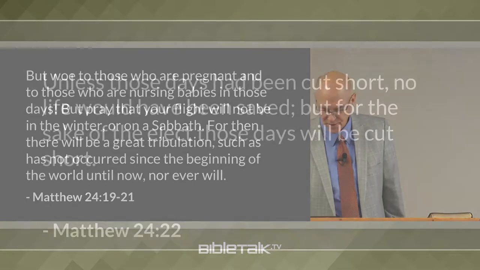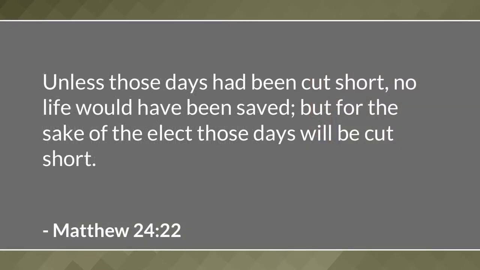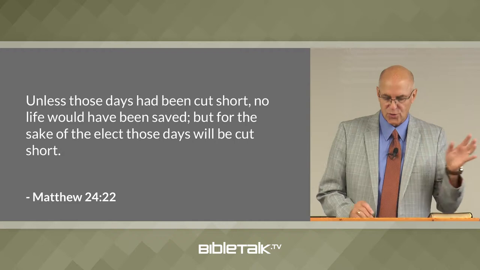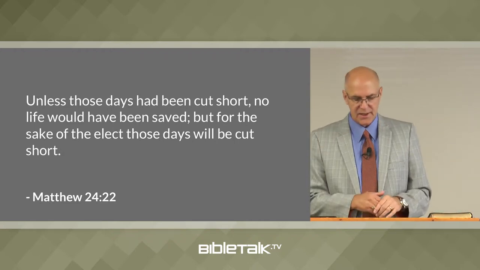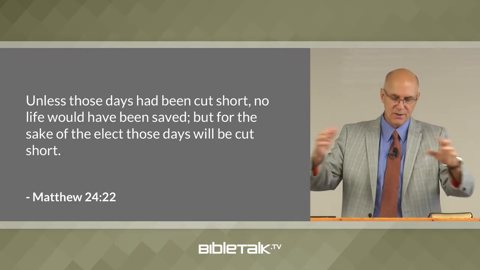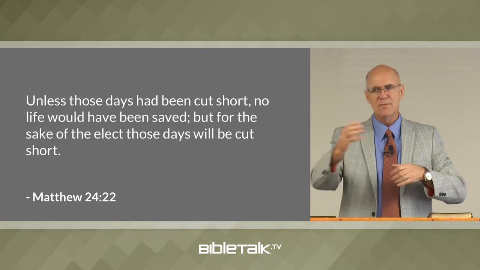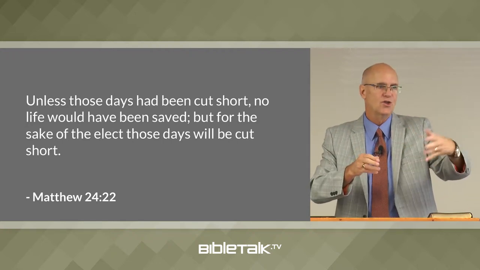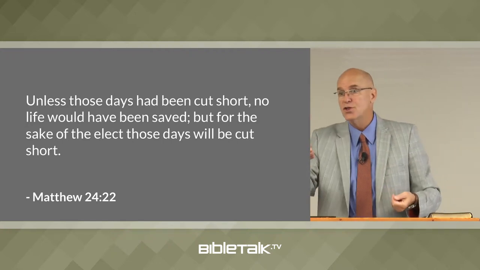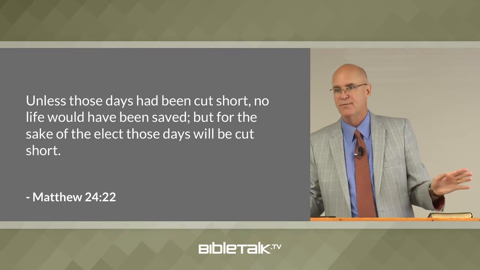In verse 22, he continues, unless those days had been cut short, no life would have been saved, but for the sake of the elect. Who are the elect? Not the Jews, the elect are the Christians. For the sake of the elect, those days will be cut short. So God's providence permitted this war to end so that the Christians would not also be annihilated along with the Jews. Remember, the city was destroyed and the Romans didn't make a distinction between a Jewish Jew and a Christian Jew. For them, all the Jews were the same.